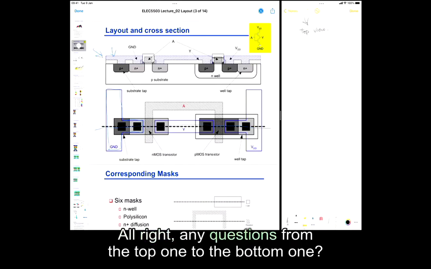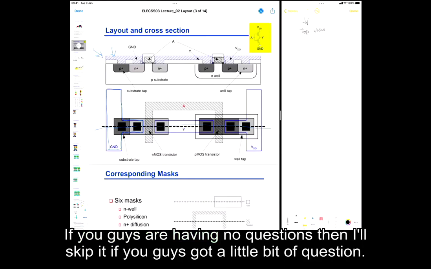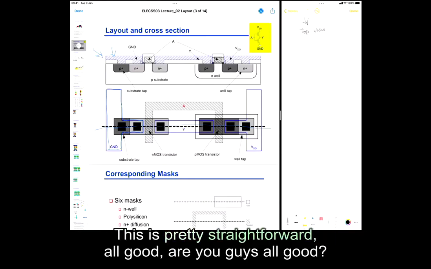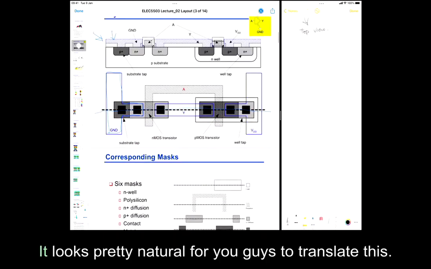All right. Any questions from the top one to the bottom one? If you guys are having no questions, then I'll skip it. If you guys got a little bit of question, this is pretty straightforward. All good? Are you guys all good? We'll skip it. So this looks pretty natural for you guys to translate this.